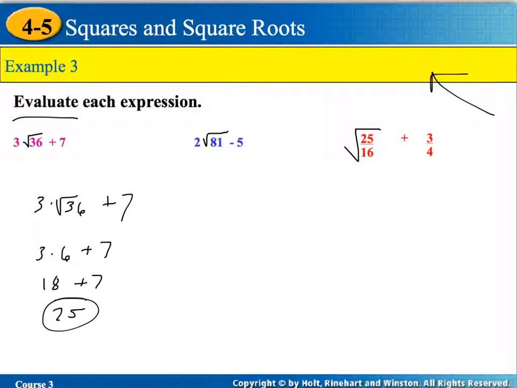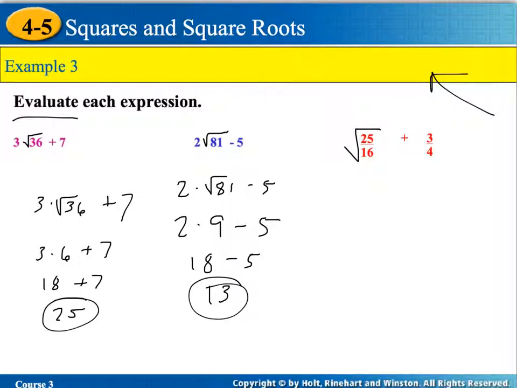All right, here we go. So the second one, we have 2 times the square root of 81 minus 5. What is that square root of 81? That's what I have to come up with first. Well, that is 9, then subtracting by 5. What do we do first? Order of operations. So we get 18 minus 5. Again, our answer this time is 13. Okay, last one. This one's the last one of the day.